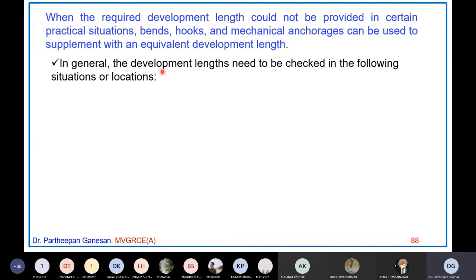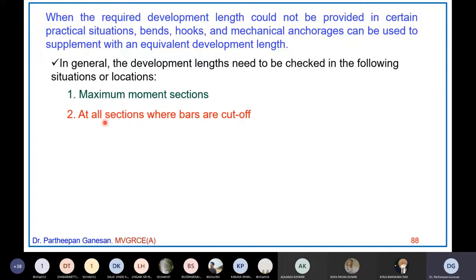In general, development length needs to be checked in the following situations or locations. Wherever the maximum bending moment is there, you have to check the development length. Wherever you are cutting off some of the bars, for example in the previous example, at all sections where tensile bars are cut off, you have to check development length.